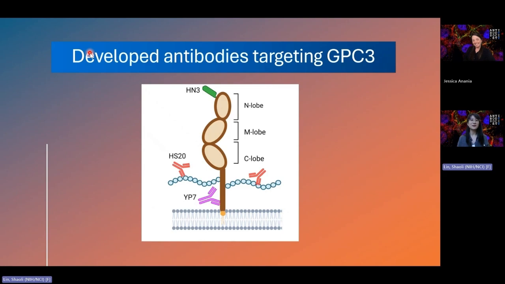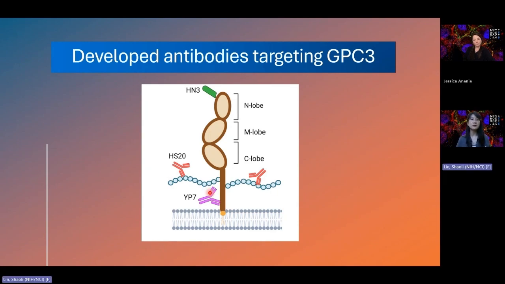So this is the structure of GPC3, the cartoon that I made. It is composed of a core protein in the middle and two heparan sulfate chains on the side. To study the biology and function of GPC3, our lab developed three antibodies targeting GPC3. HN3 targets the N-terminal lobe of GPC3, HS20 targets the heparan sulfate chain of GPC3, and YP7 targets the C-terminal flexible region of the protein.